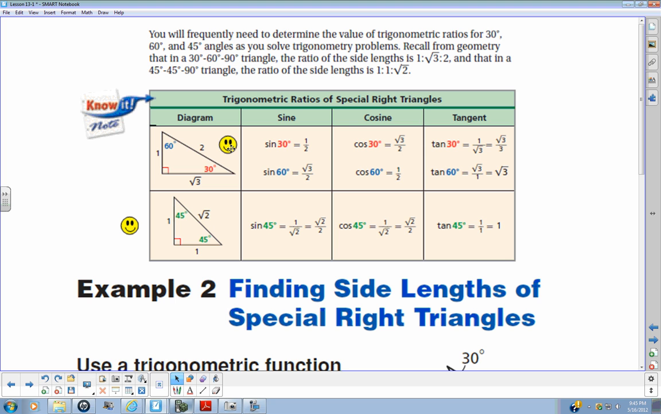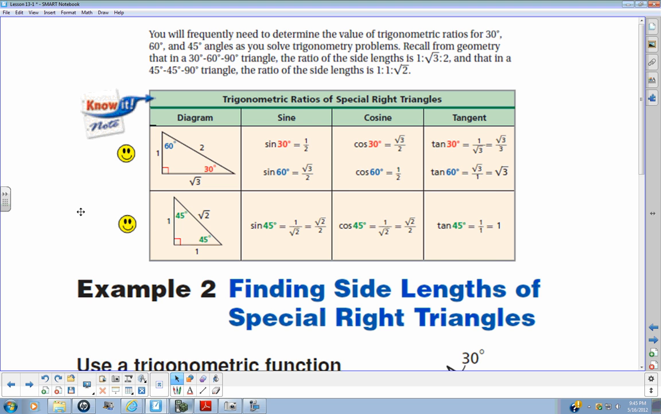And then for the 45-45-90 right triangle, here the sine is equal to 1 over the square root of 2, which we will always simplify to square root of 2 over 2. And cosine is the same. And then tangent is equal to 1 because we have the ratio of 1 over 1.